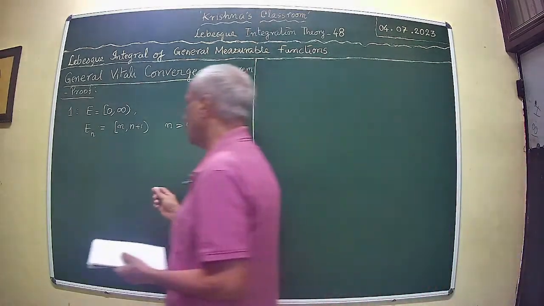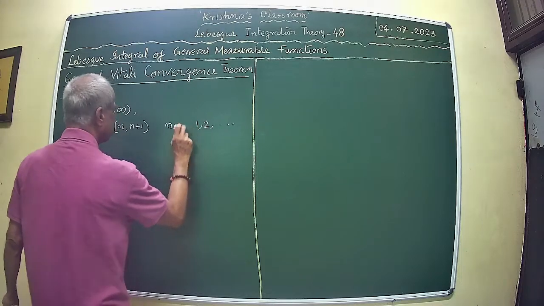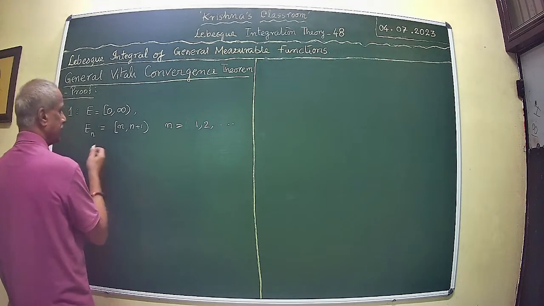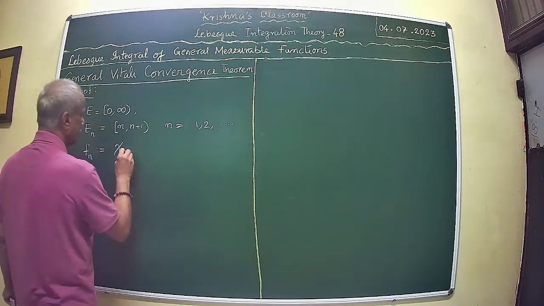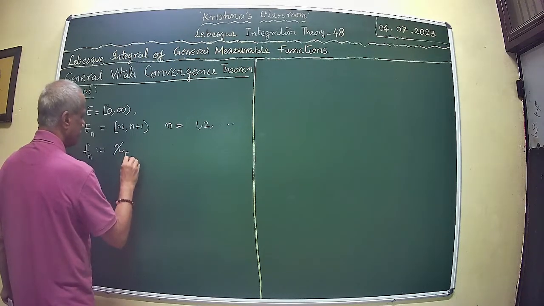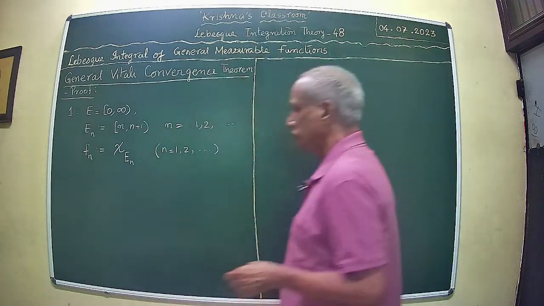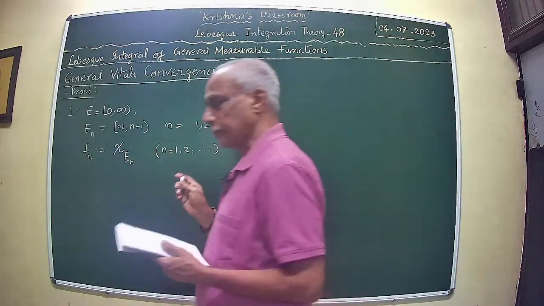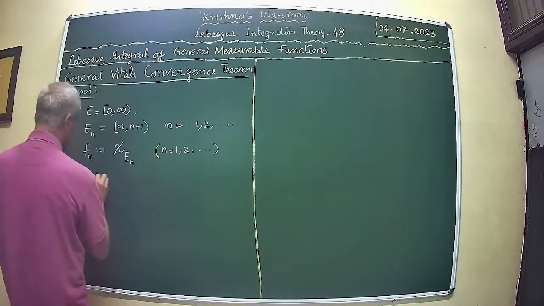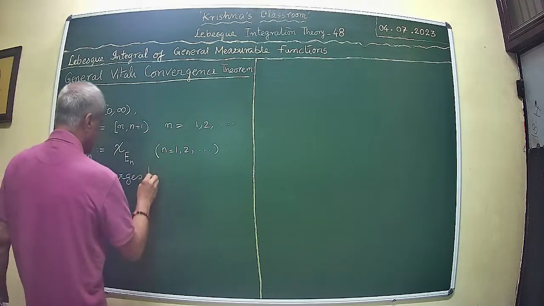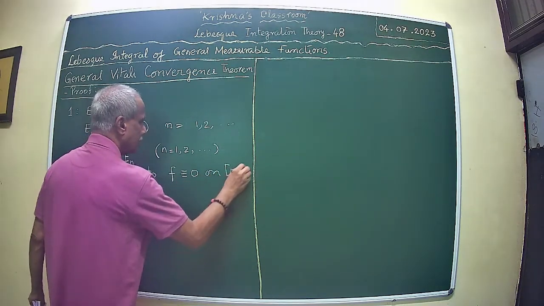Then we defined the class of functions Fn, the characteristic function of En, for n equal to 1, 2, and so on. Now in this case, Fn converges to F, which is identically 0 at every point x.